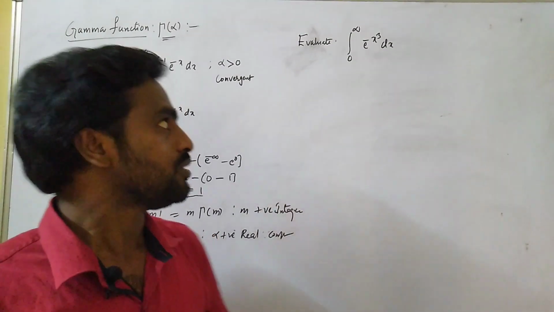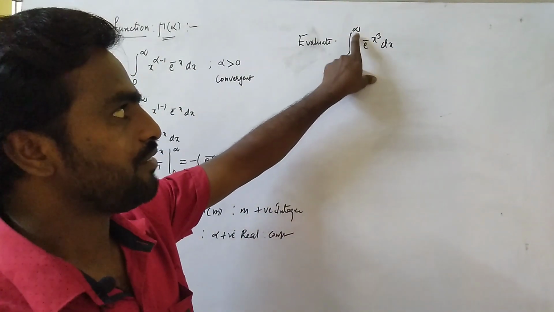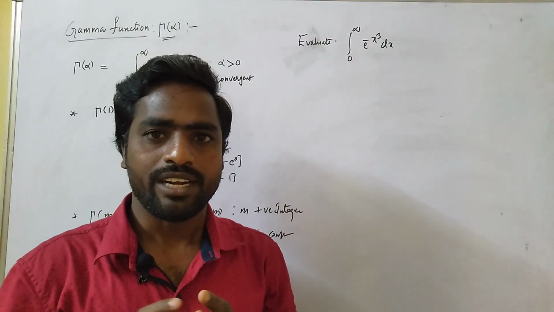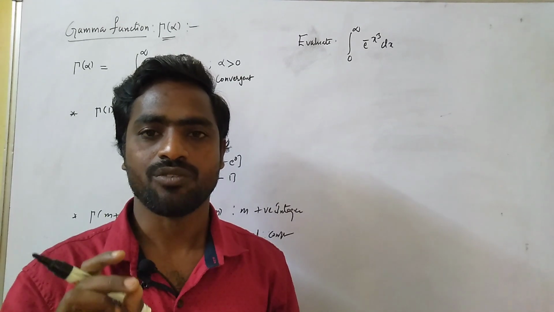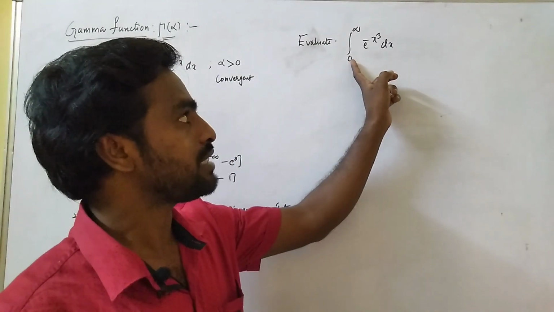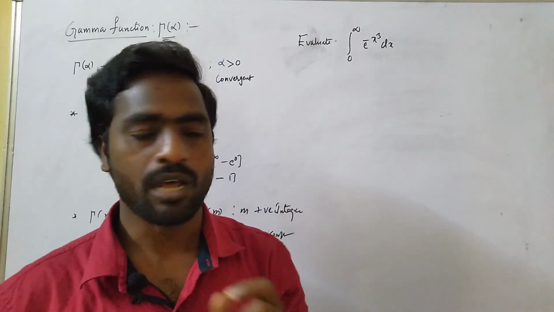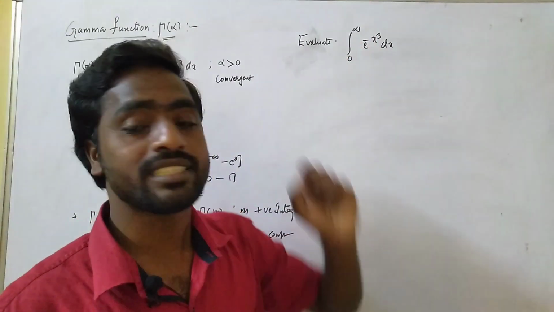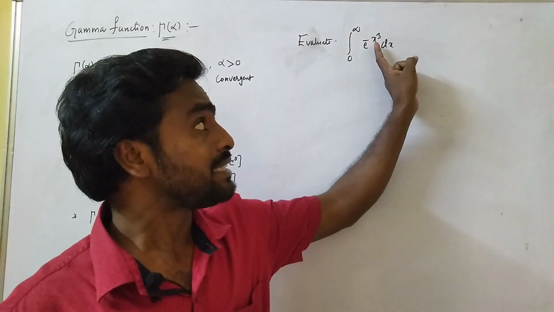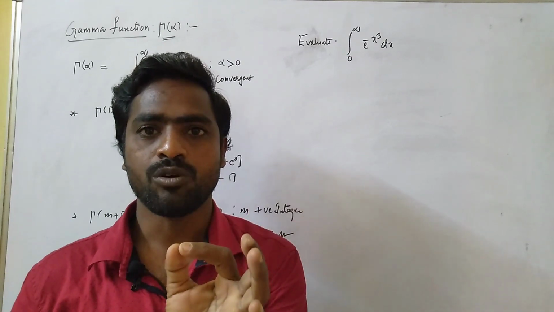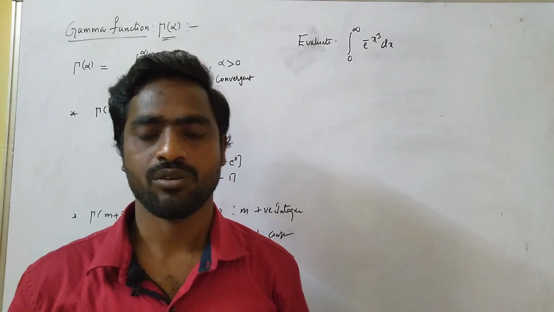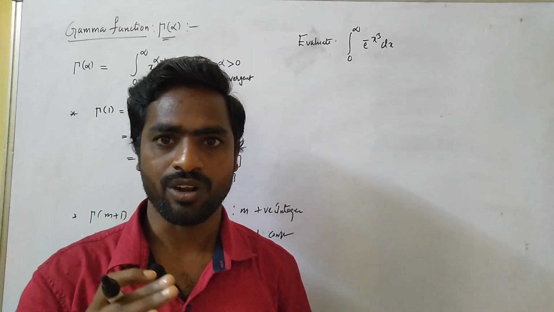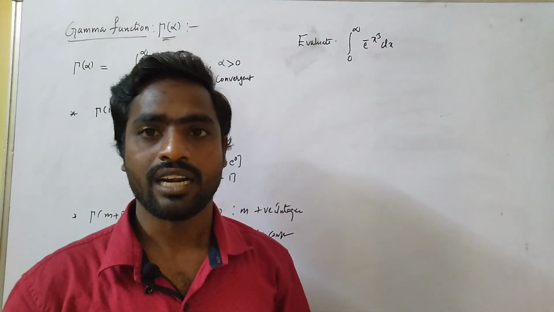See here another example. Evaluate the integral from 0 to infinity of e^(-x^3) dx. Whatever the problem, observe clearly first of all. What are the limits given? The limits are 0 to infinity, so the limits are not a problem for comparing with the gamma function. The only problem is the e power function. Here e^(-x^3) must be modified to e power minus a single variable, a linear term. Linear means x power 1 only, but here it is x power 3, so we cannot apply the gamma function.